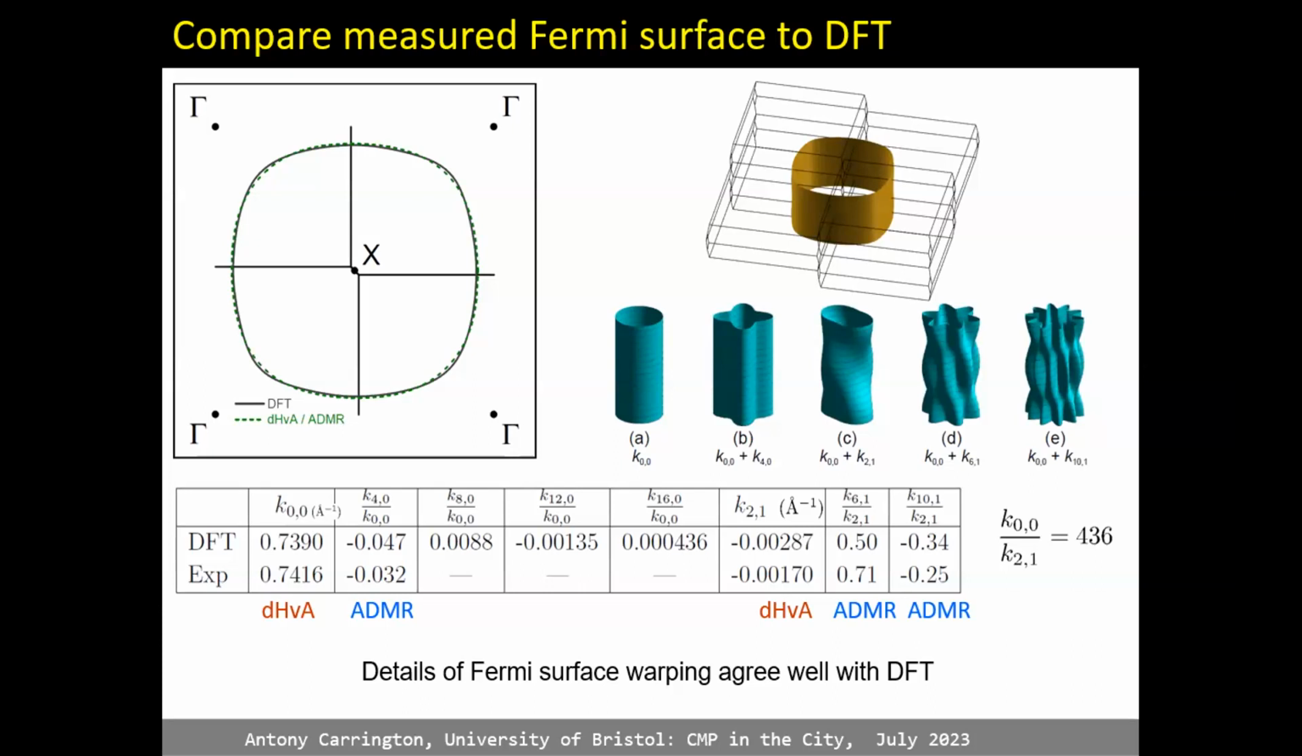So the interesting thing here is that DFT actually does a pretty good job of describing the Fermi surface, and even all these very small wiggles in there. And also you get pretty good agreement between what we found previously from the angle-dependent magnetoresistance and also the dHvA later on.